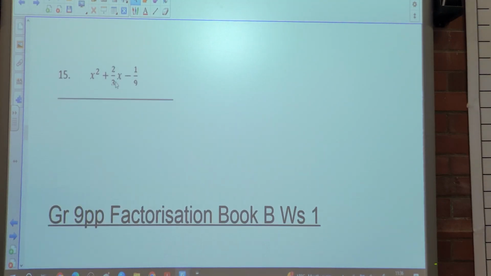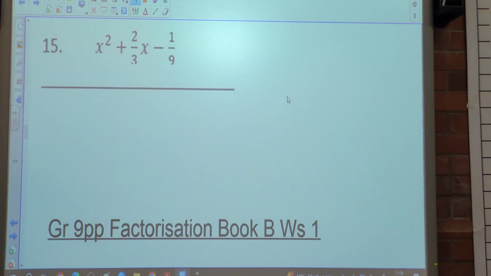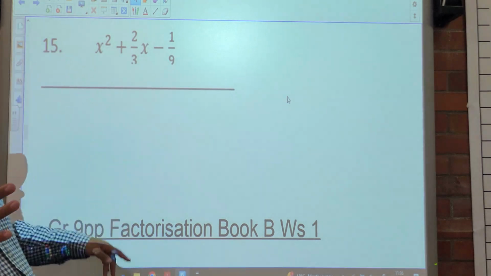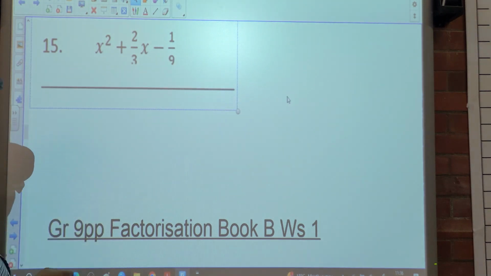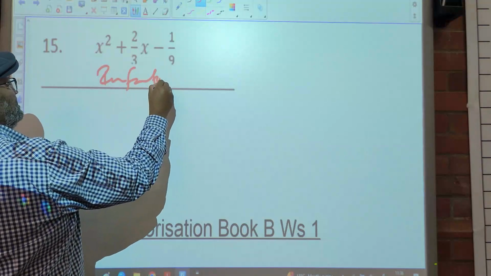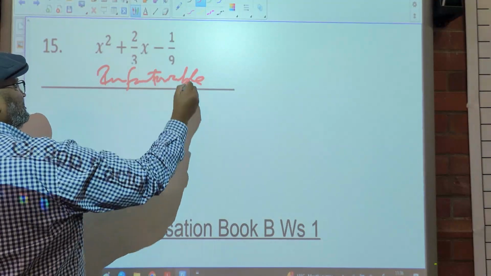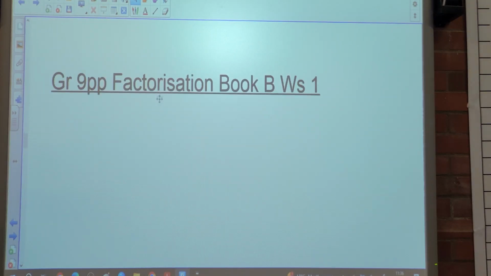Number 15. You got x squared plus 2 over 3x minus 1 over 9. Are there 3 terms? Yes. Are the first and last term perfect squares? No, there's a negative. So it is infactorable. Okay. Alright. You guys understand? And that we picked up all 3 in this case.